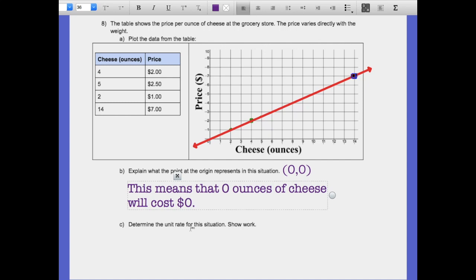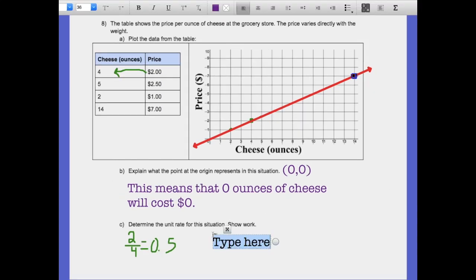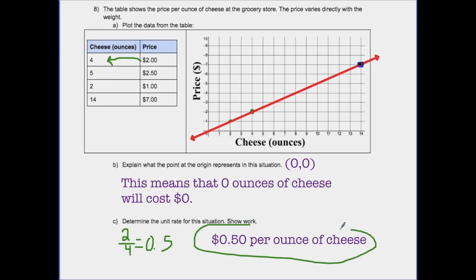Part C, determine the unit rate for the situation, show all work. So we know that it's proportional, so let's pick unit rate to do here. So I'm going to do y over x, 2 divided by 4. I get 0.5. So we're going to say 0.5, that means 50 cents. So this is 50 cents per ounce of cheese. Remember, unit rate is per 1.